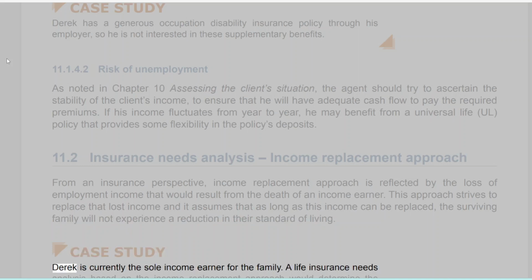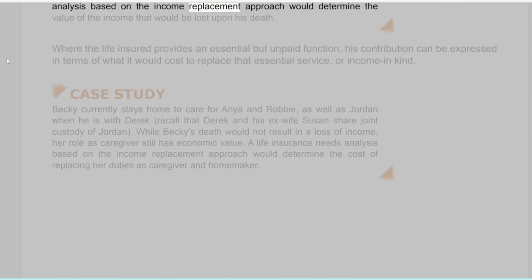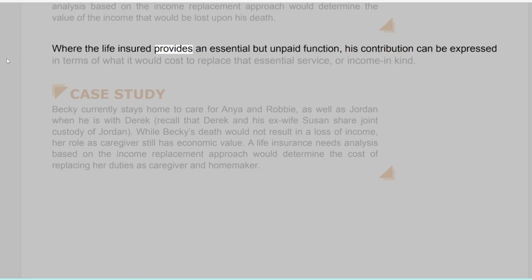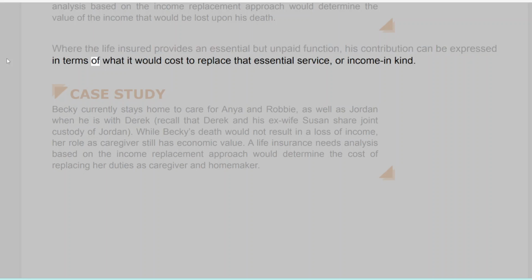Case Study. Derek is currently the sole income earner for the family. A life insurance needs analysis based on the income replacement approach would determine the value of the income that would be lost upon his death. Where the life insured provides an essential but unpaid function, his contribution can be expressed in terms of what it would cost to replace that essential service, or income in kind.